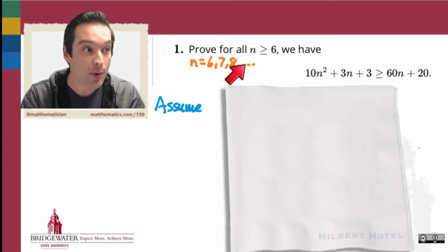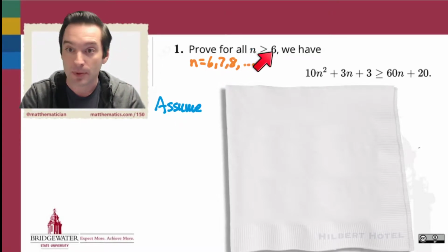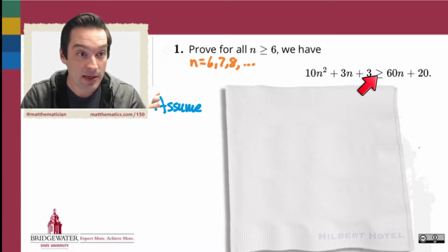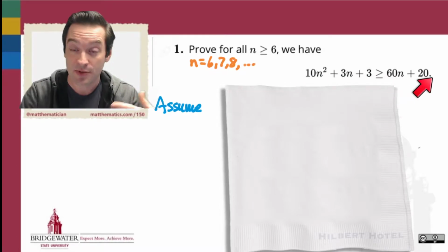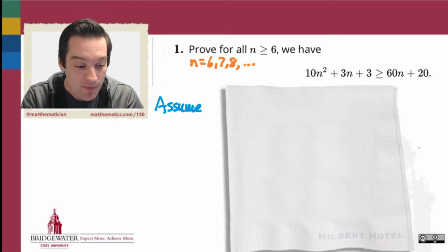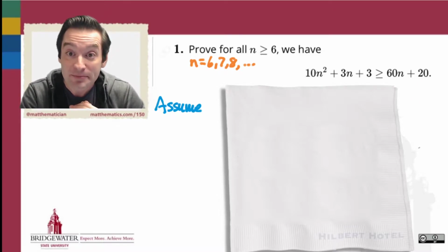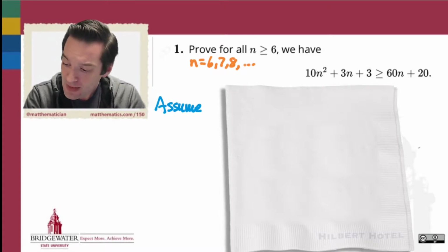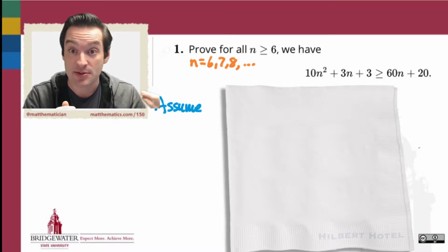We're going to prove an inequality that for all n greater than or equal to 6, this inequality, 10n squared plus 3n plus 3, is greater than or equal to 60n plus 20, is true. This feels like a very technical statement, right? But where this kind of thing shows up is, for example, even in second semester calculus.